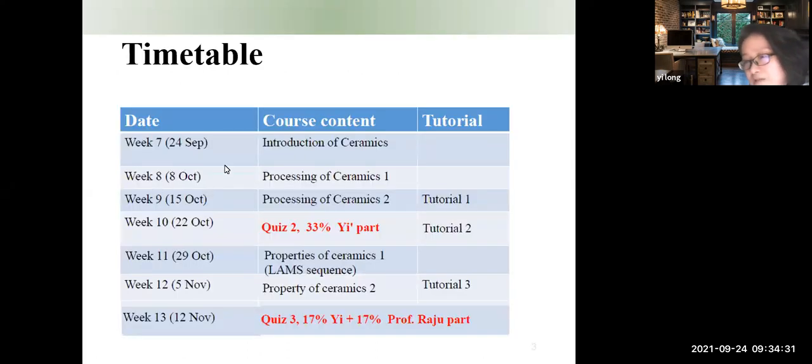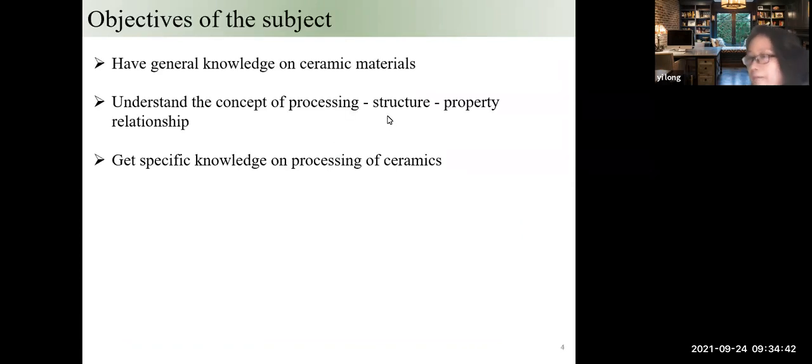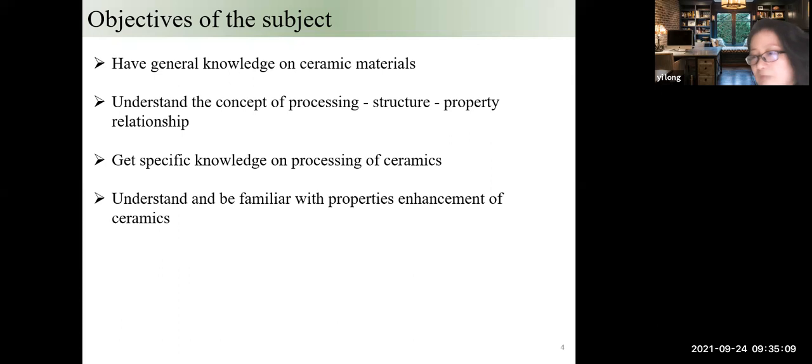You can see the process, the properties, and this week we'll talk about the microstructures. It's always arranged in this way, so you should know the process, structure, and the properties. You will also get specific knowledge on processing of ceramics. In this part, I will spend a lot of time explaining sintering from very fundamentals. All these fundamental equations of mass manipulations I'm going to cover, and then we can derive and use the equations. We can get some general understanding of how a ceramic is processed, how we can control the microstructures, and be familiar with the property enhancement of ceramics.